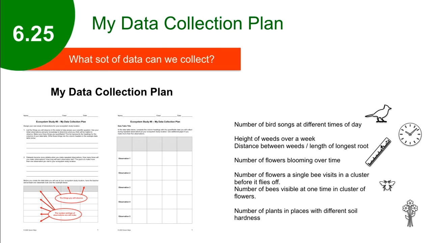Notice how many of them look at how things change over time, like the number of bird songs at a different time of day, or the height of weeds over a week. Others look at how things are different in different parts of the study location, like how many plants there are in places with soft soil versus hard soil.